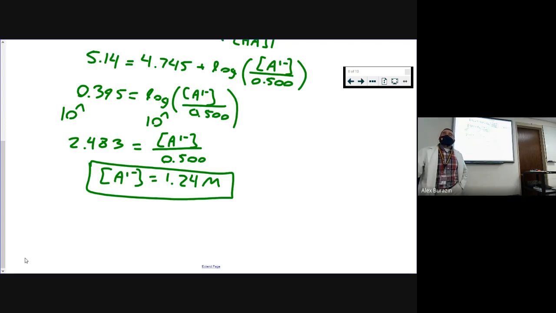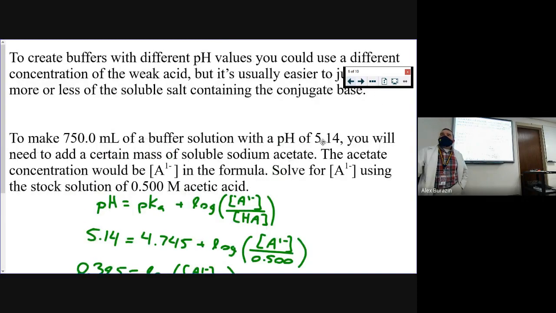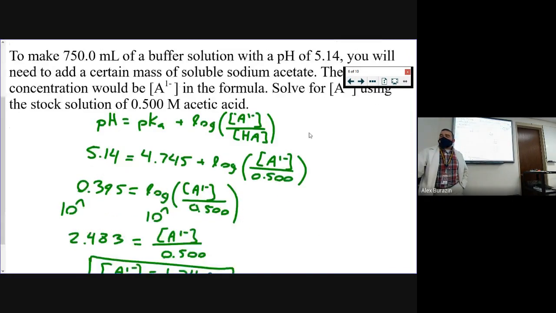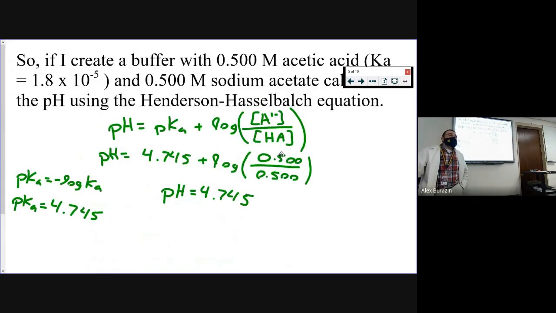The goal was to create a new buffer. This buffer was supposed to have a pH of 5.14. The molarity of the acid was kept the same, but we needed to calculate a different molarity of base necessary to create this. Now, the original buffer was 4.745, and the goal is 5.14, meaning we want our buffer to be more basic than the previous example. So it totally makes sense that our molarity of base should be higher than it previously was, right? That's just logic.